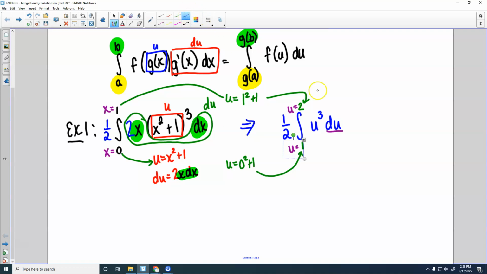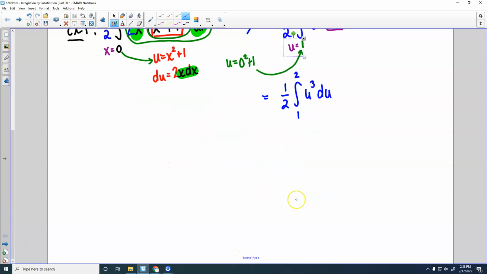So just because I've got stuff going everywhere, I'm going to rewrite this. We've got 1/2 integral from 1 to 2 of u cubed du. I'm just rewriting that because it was a little messy. So now, because everything is in terms of u, I can just integrate this, and I don't ever have to plug the x back in.